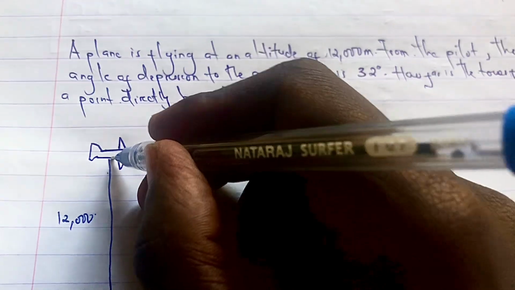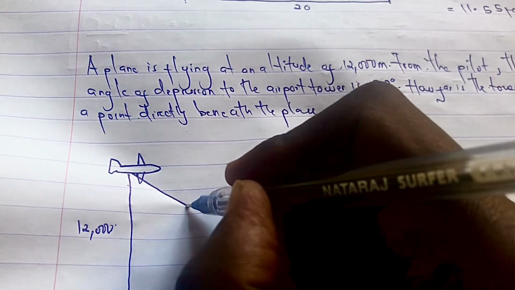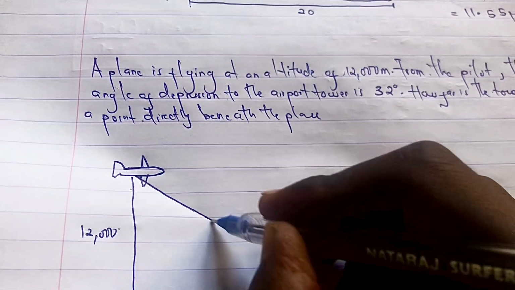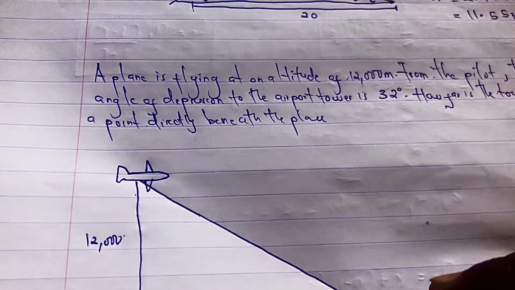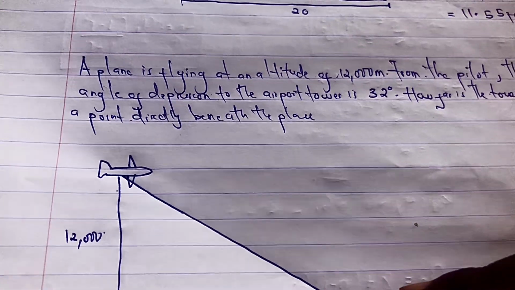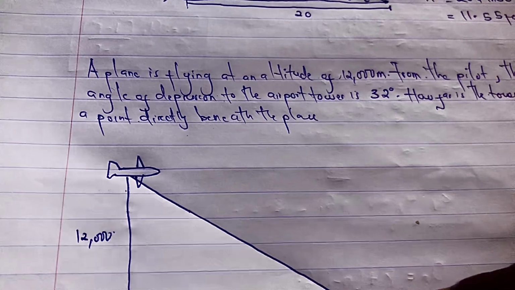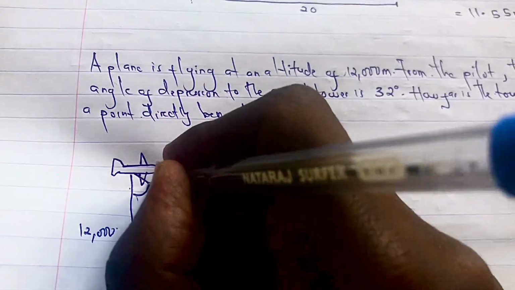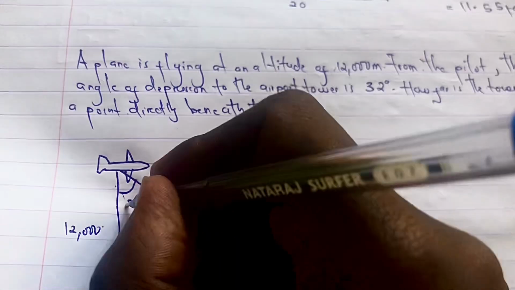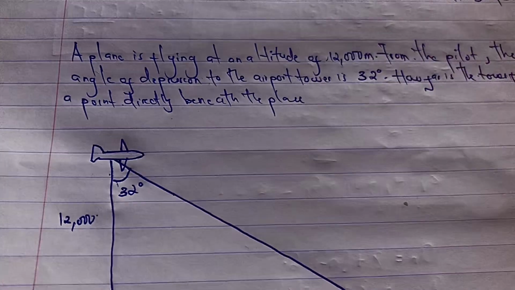So this is it, the angle of depression from this point to the tower. Let's assume the tower is around here. The tower of the airport is around here. This is the airport. The angle of depression at which they are looking down is 32 degrees.